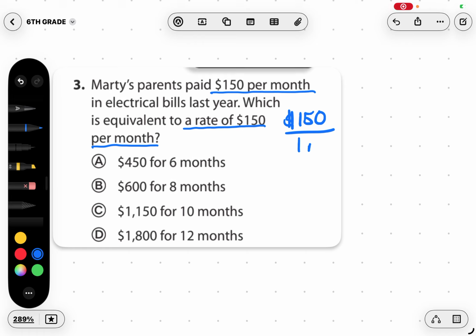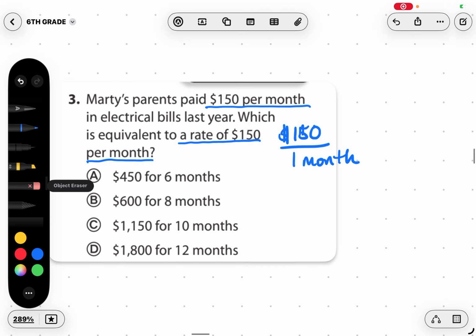So 1 month. Now, when you divide those, anything divided by 1 is itself. So let me rewrite my 5, make it look like a 5. So this really equals just $150 or 150. That means that for us to find an equivalent one, we'll have to divide A, B, C, and D. We'll have to divide each one to see if they equal 150.